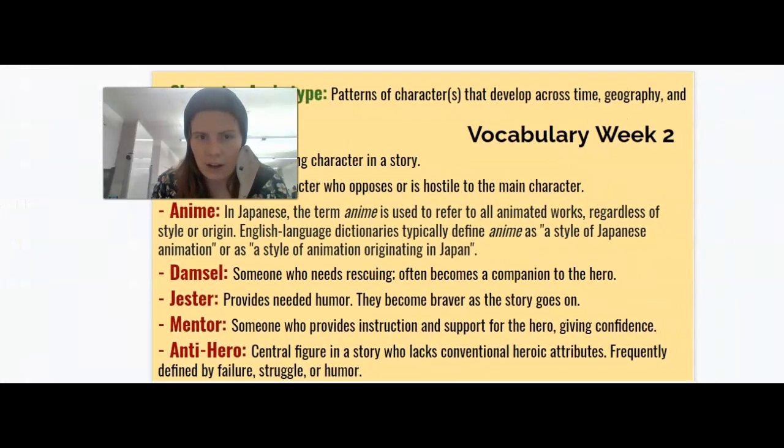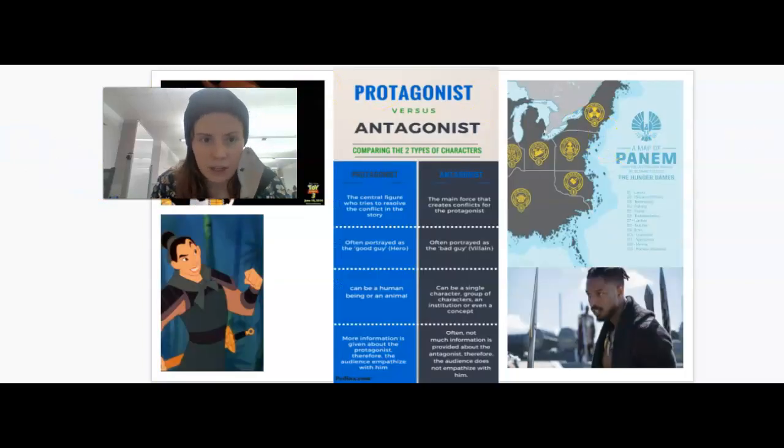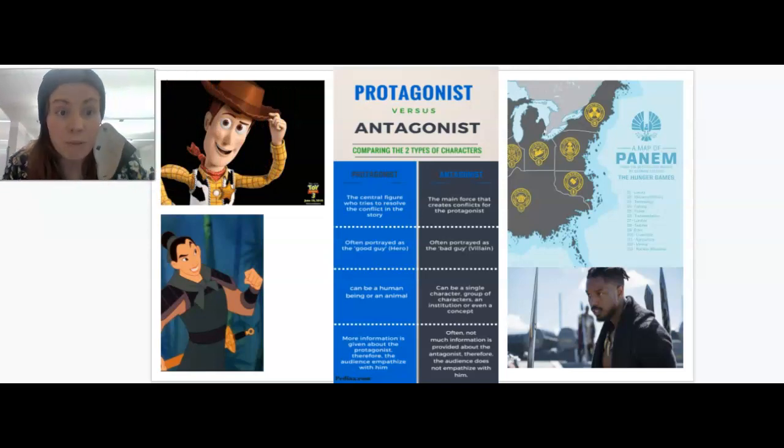So, let's start off, quick review, character archetype, and then I want to get into this concept of protagonist and antagonist. Might be familiar to a number of you. You had a reading log entry where you tracked your protagonist. So protagonist, central figure, antagonist, often the main force that creates conflict for the protagonist. What I want to communicate here is this idea of force, that an antagonist doesn't necessarily have to be a person. We'll talk about different types of conflict way later this year, but an antagonist could be like the Society of Panem in the Hunger Games, right?